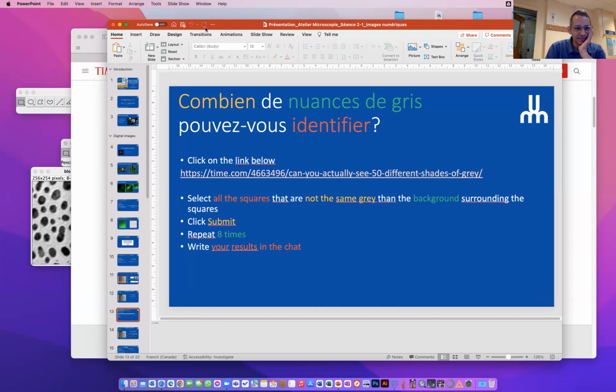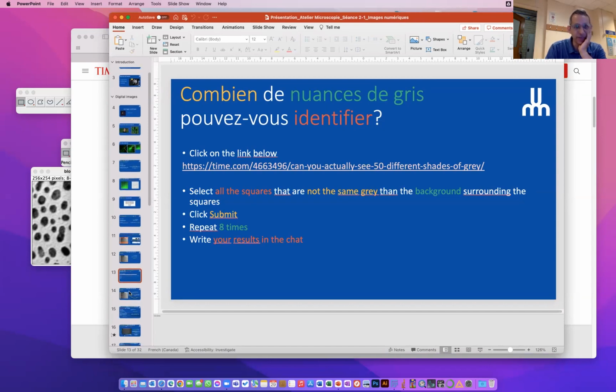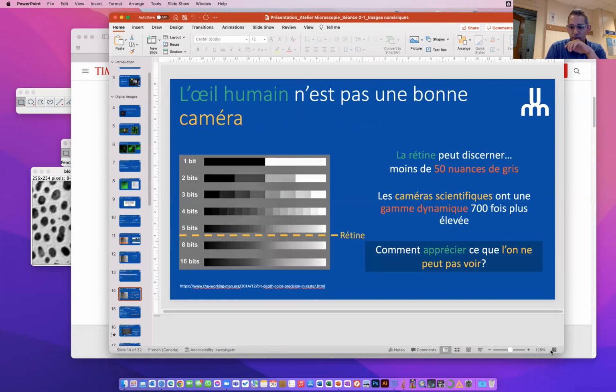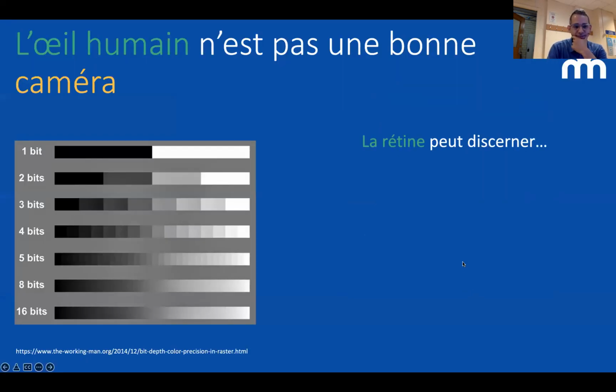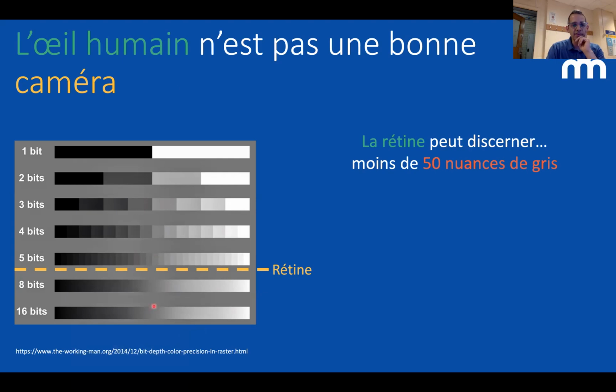So you can continue playing with that. I thought it was cool to do a test to actually answer this question that is a controversy. But the bottom line, what I want to say, is that your retina is able to discriminate between 30 and 50 shades of gray. And if you put it in this graph, then you see that the retina is between here and here.